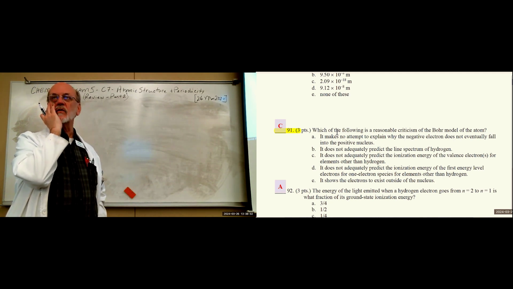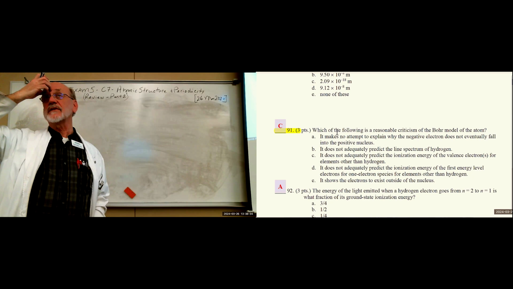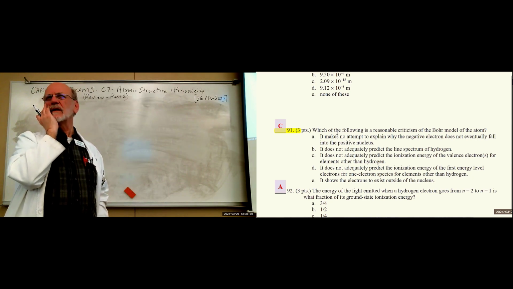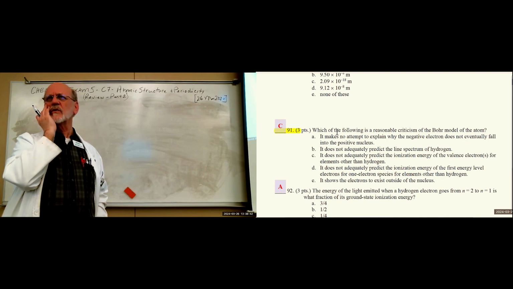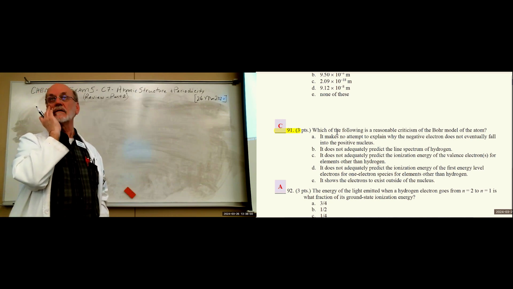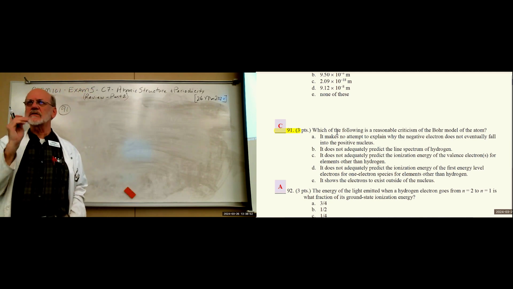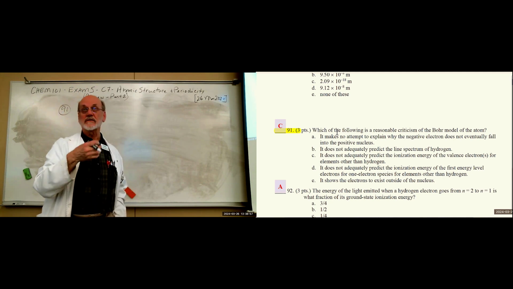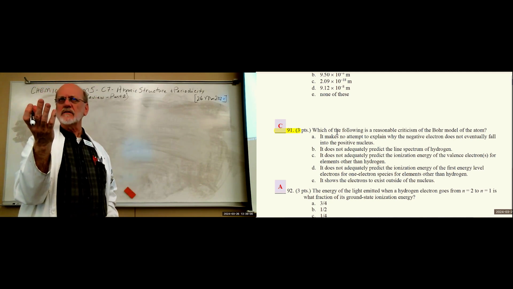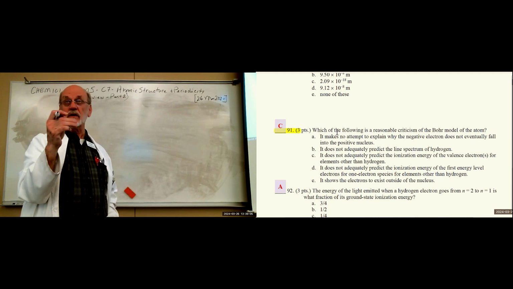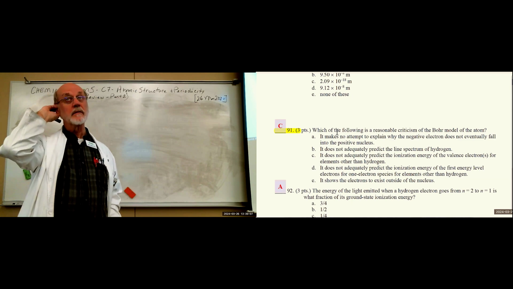B, it does not adequately predict the line spectrum of hydrogen. No, it does that. Wait a minute, let me read that right. Which of the following is a reasonable criticism of the Bohr model of the atom? It makes no attempt to explain why the negative electrons are... Yeah. Because there's a constant pull, right? Positive and negative, it's constantly pulling. It should crash into the nucleus. All right, so A is possible. B's not. That's not a valid criticism because it does predict the line spectrum of hydrogen.